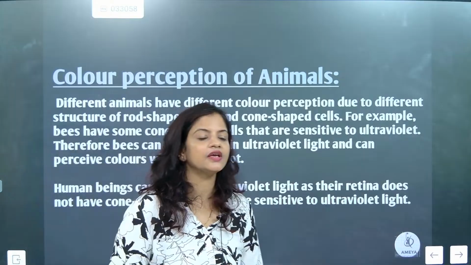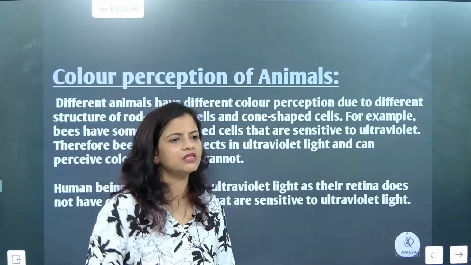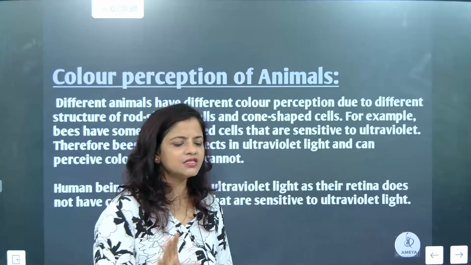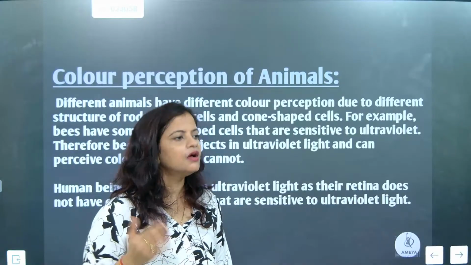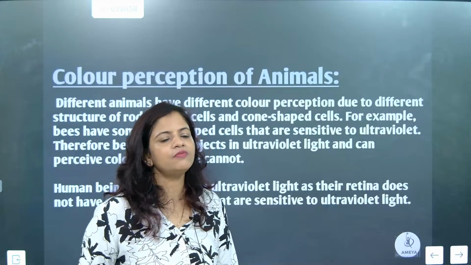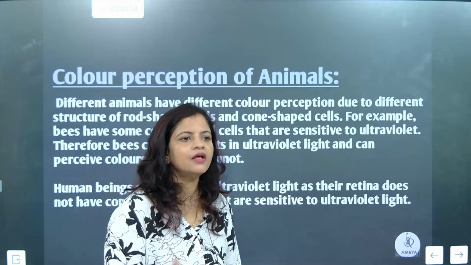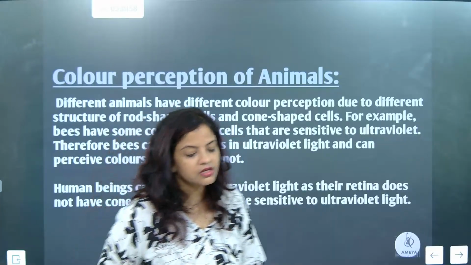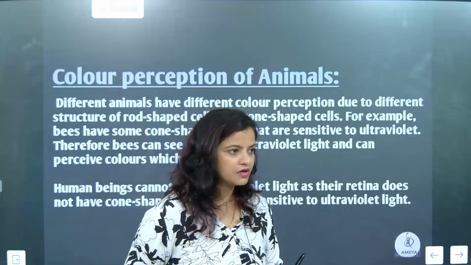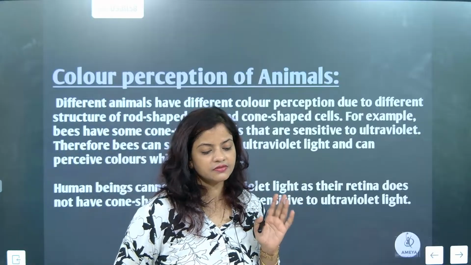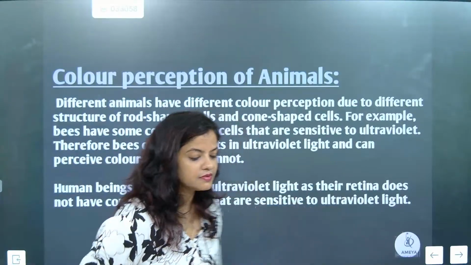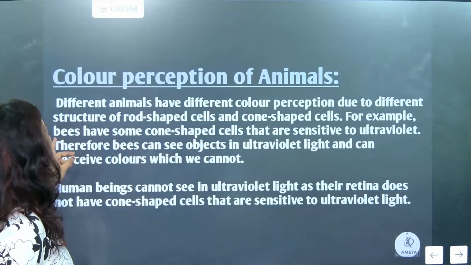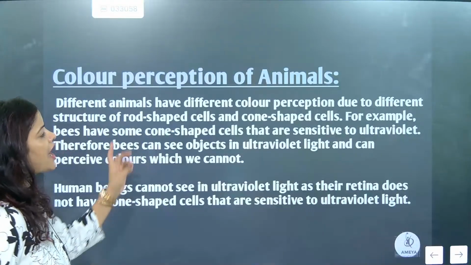Color perception of animals. Our next topic is color perception of animals. Listen to one thing nicely. Color perception of animals means what? We are also animals now. But we are categorized. Different types of animals can see color differently. I am using the word color differently, children. That's a big thing. So different animals have different color perception due to different structure of rod-shaped cells and cone-shaped cells.